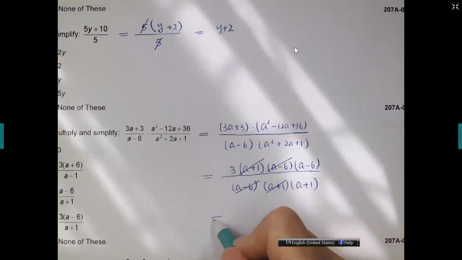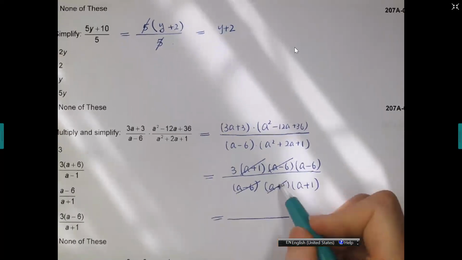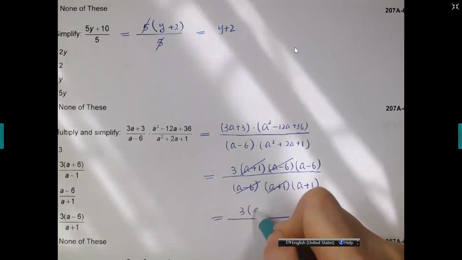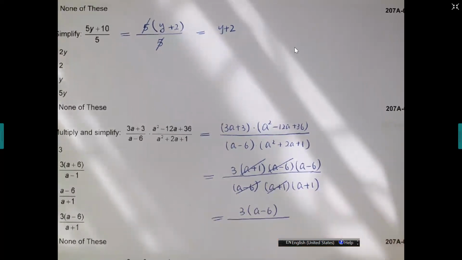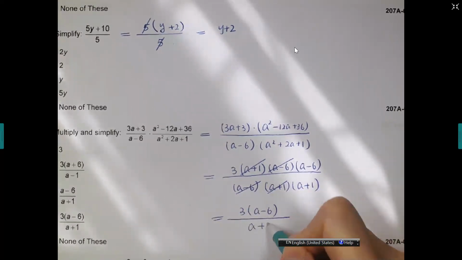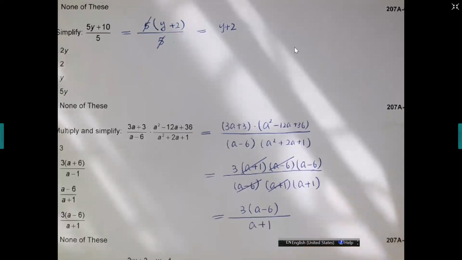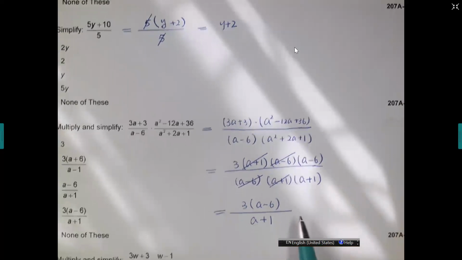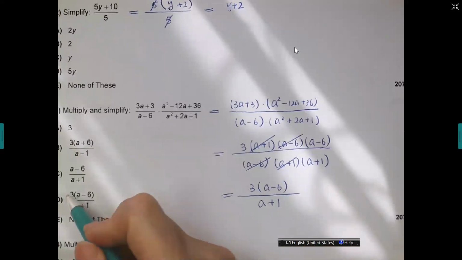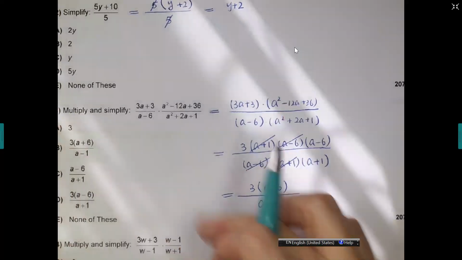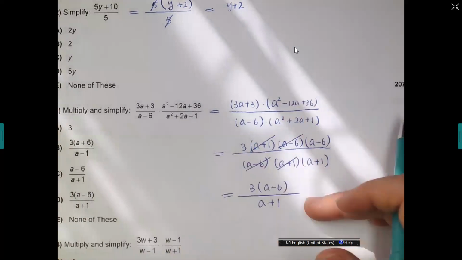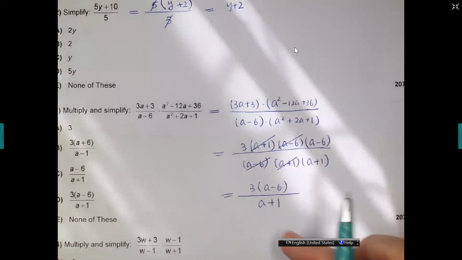Then write down the leftover here. What is left on the top? 3 and a minus 6. What do we see in the bottom? A plus 1. Okay, that's it. Do we have to carry out this multiplication? The answer is no. Leave this as the final answer. Okay, then when we go here, check the answer. I see D is the right answer. It does not matter. As long as we know how to work on this, on a real test, you might have to type the final answer on the computer.